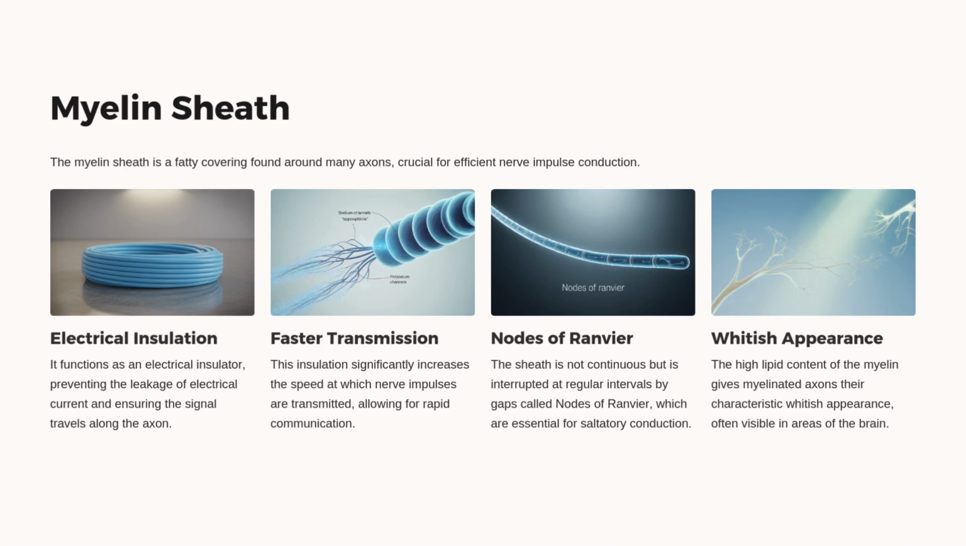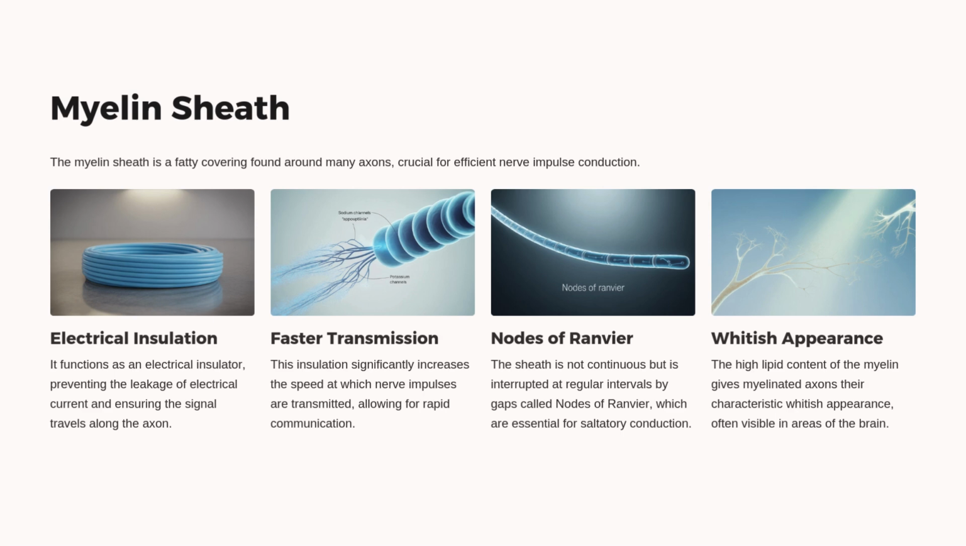Electrical insulation. It functions as an electrical insulator, preventing the leakage of electrical current and ensuring the signal travels along the axon. Faster transmission. This insulation significantly increases the speed at which nerve impulses are transmitted, allowing for rapid communication. Nodes of Ranvier. The sheath is not continuous but is interrupted at regular intervals by gaps called nodes of Ranvier, which are essential for saltatory conduction.